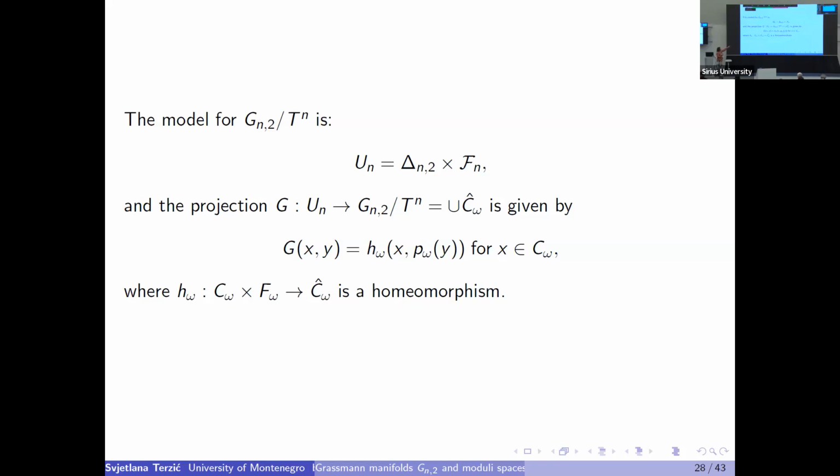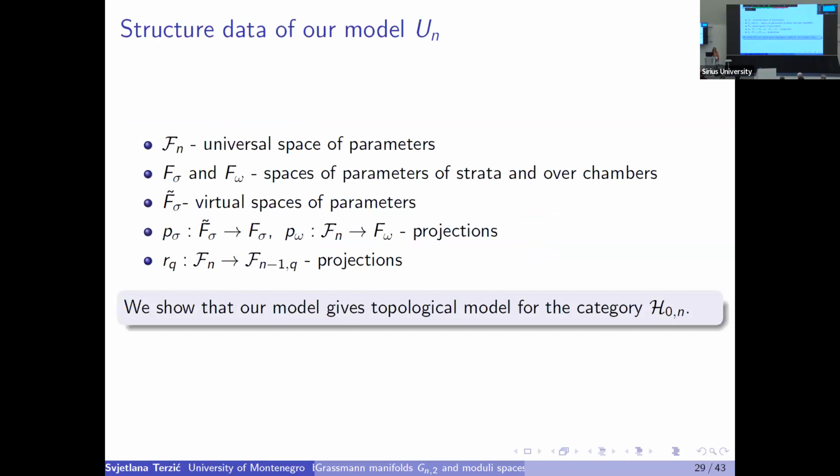Then I get the pair x, P omega y, where x is C omega, P omega y is F omega, and by H omega I go to C omega hat, which is in the orbit space G(n,2) by T^n. And we prove that this map is continuous and that it resolves the singularities of this orbit space. So what are the ingredients for the construction of our model?